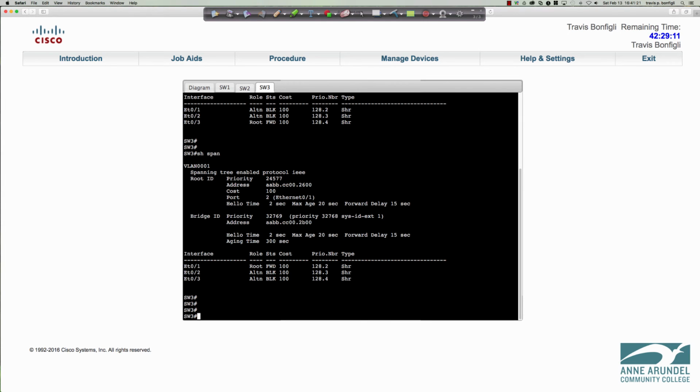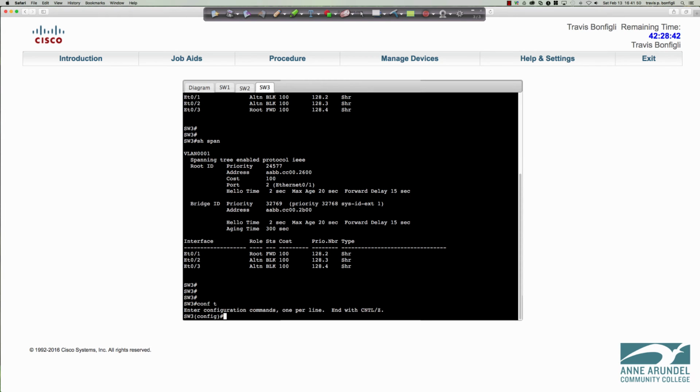Because remember, before we got to the port number and before we got to the MAC address, the lowest MAC address for the root bridge, what was the criteria? The criteria was lowest root path cost, or closest port to the root bridge, which meant the lowest cost. But they tied because both of those links were 100. So now we're going to manipulate that.